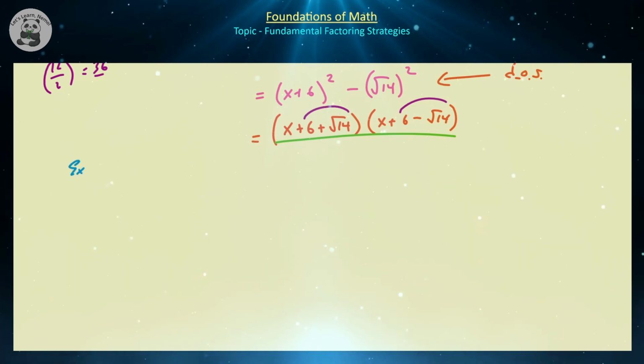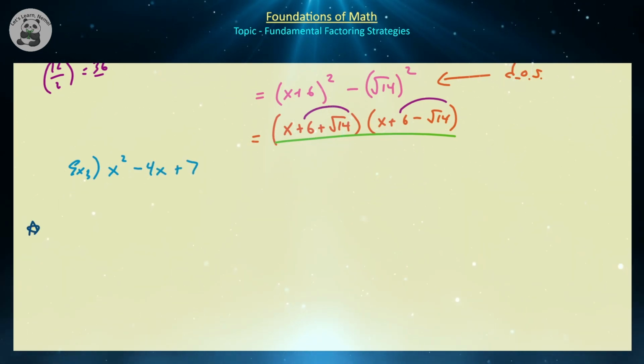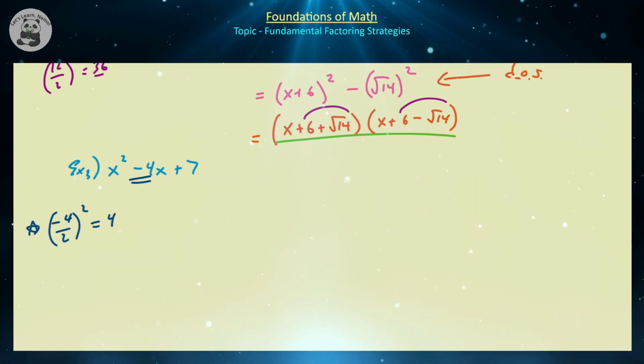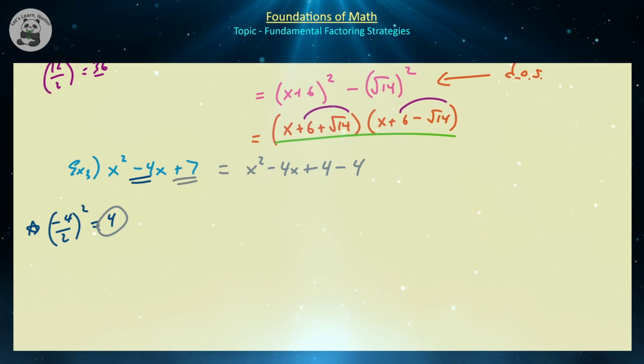Let's look at another example, because this is very, very useful. Let's assume we have x squared minus 4x plus 7. So I'm going to take the number in front of x, divided by 2, and square it. So negative 4 divided by 2 is minus 2, and minus 2 squared is going to be 4. So I'm going to write this as x squared minus 4x plus this magic number that I've found, then subtract it, and don't forget your lonely little 7 that used to be there.